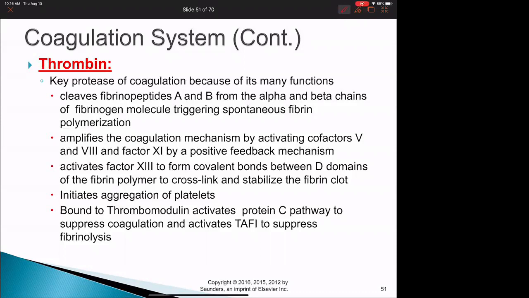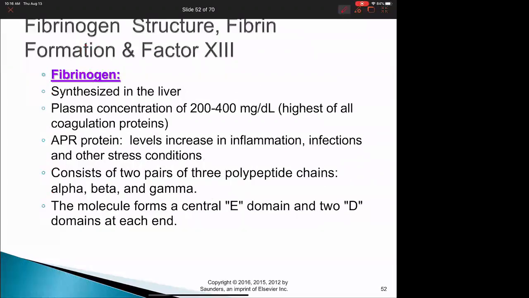And it also activates TAFI. TAFI stands for thrombin activatable fibrinolysis inhibitor. Okay, let me repeat that. TAFI stands for thrombin activatable fibrinolysis inhibitor. And that's used to suppress fibrinolysis. Okay, all right, so moving on.